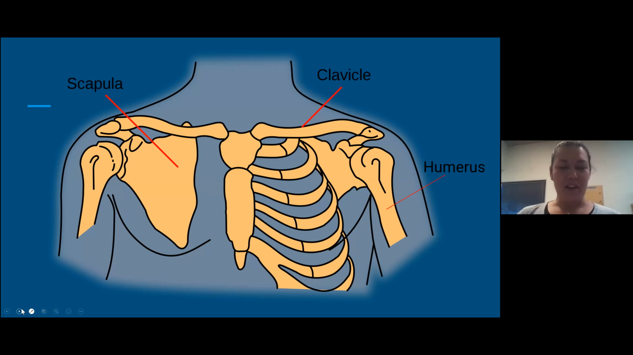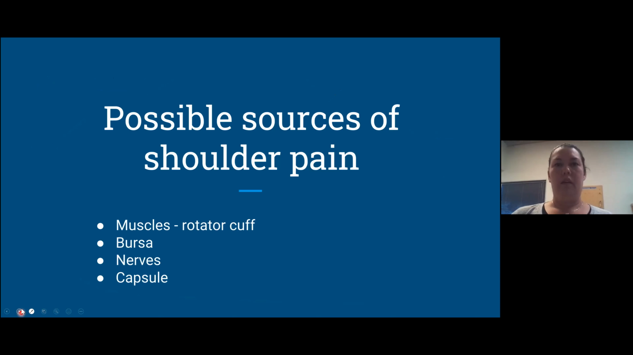Okay, so those are the bones, and now we're going to talk a little bit about the muscles. These include the rotator cuff, which is a group of 4 muscles that help control the movement of your arm and help to stabilize the joint. So what could be some possible sources of your shoulder pain? There are many, but just to name a few, it could be the muscles themselves, it could be the bursa, it could be nerves, or it could even be the capsule.